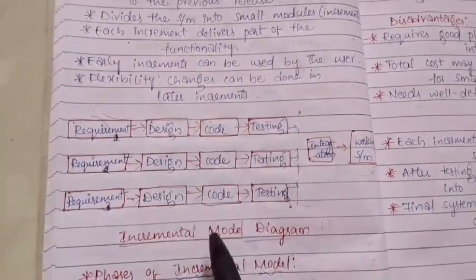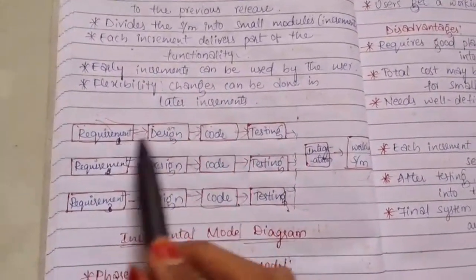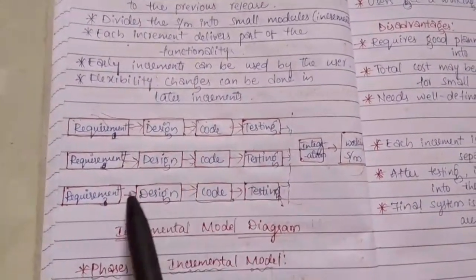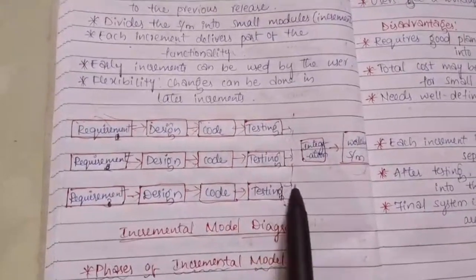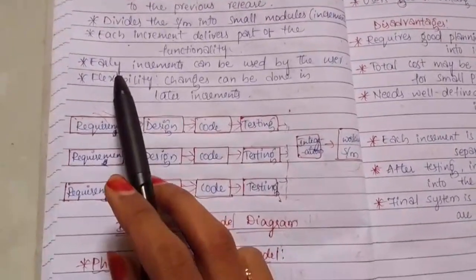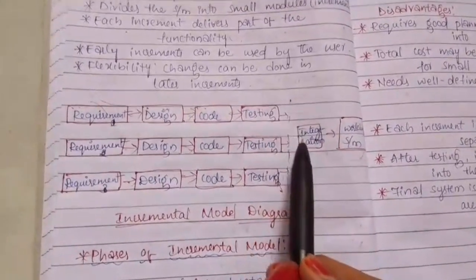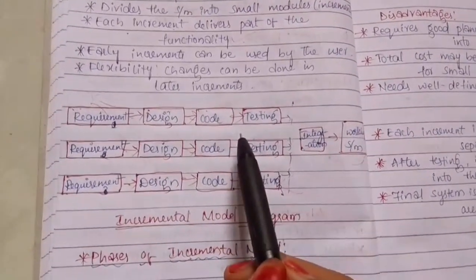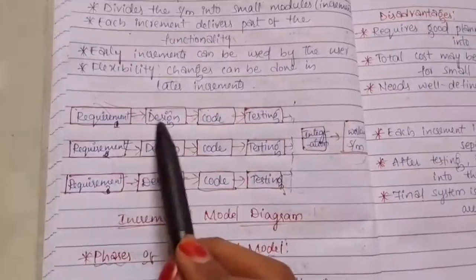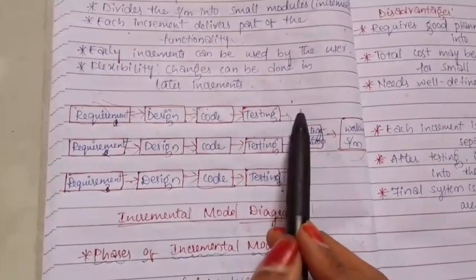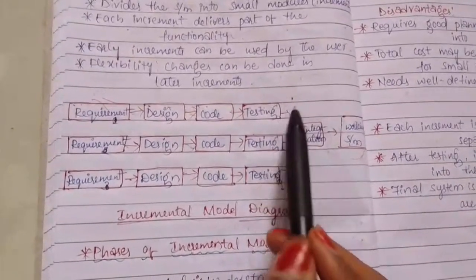This is the diagram of the incremental model. This is one increment, second increment and third increment. We have increments in this, and the early increments can be used by the user. I told you user experience is there here. Early increments can be used by the user and tested by them.